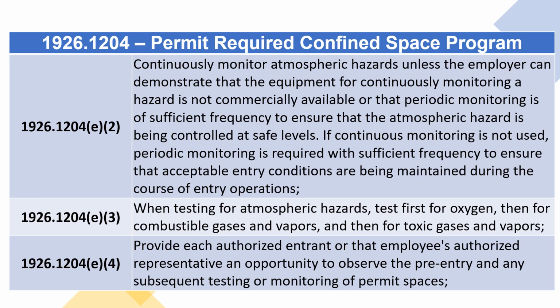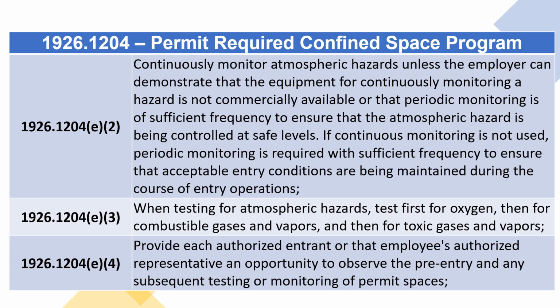1926.1204 E2 through E6. Continuously monitor atmospheric hazards unless the employer can demonstrate that the equipment for continuously monitoring a hazard is not commercially available or that periodic monitoring is of sufficient frequency to ensure that the atmospheric hazard is being controlled at safe levels. If continuous monitoring is not used, periodic monitoring is required with sufficient frequency to ensure that acceptable entry conditions are being maintained during the course of entry operations.